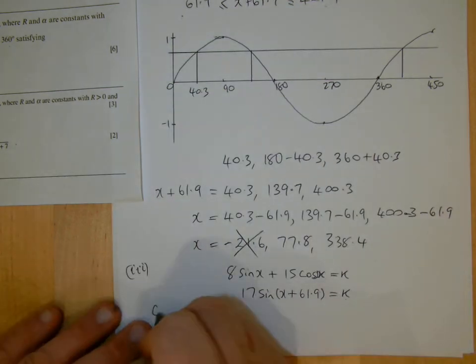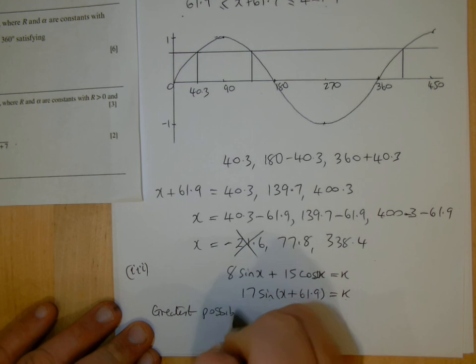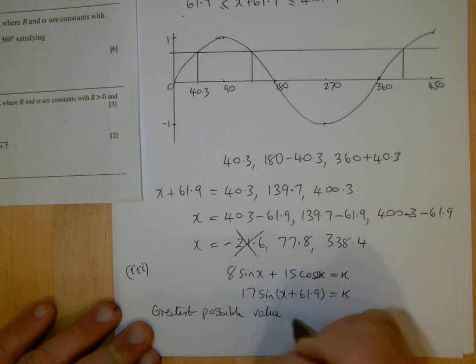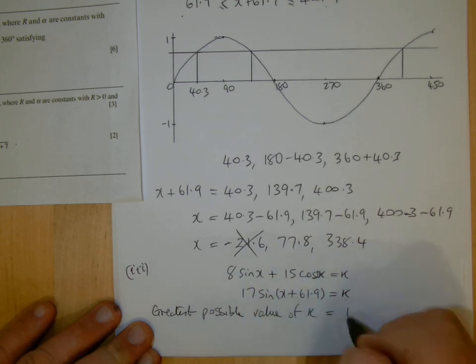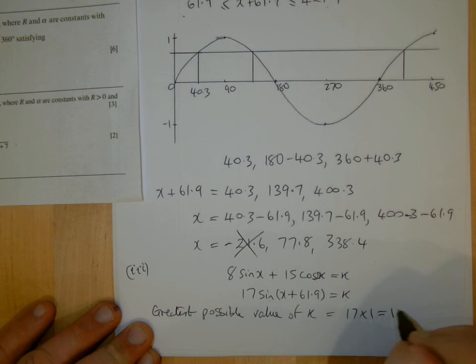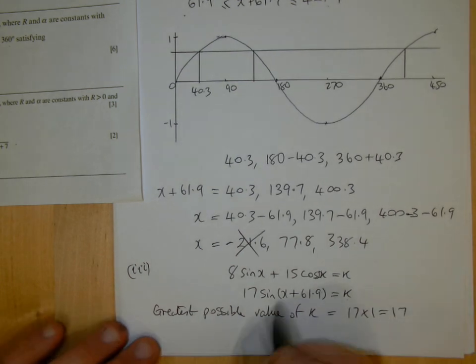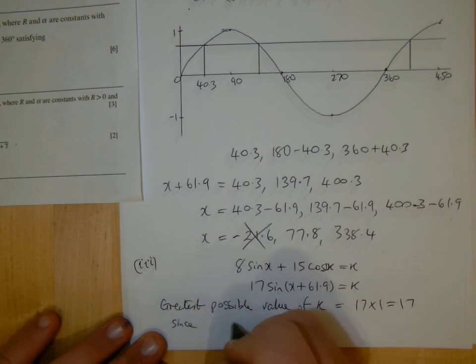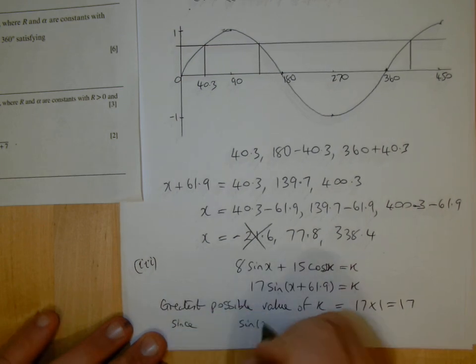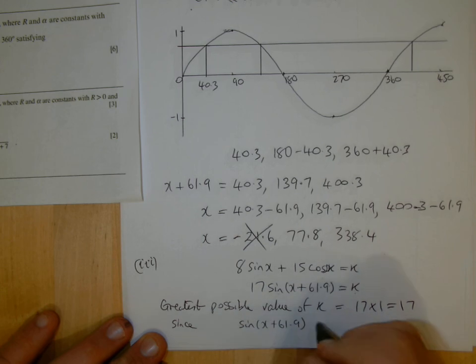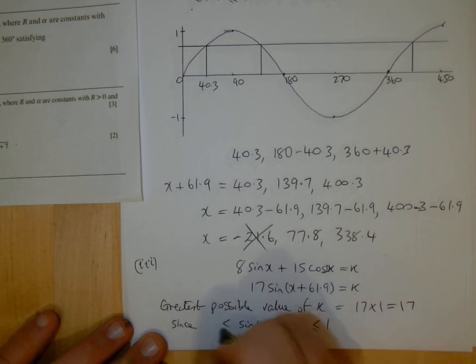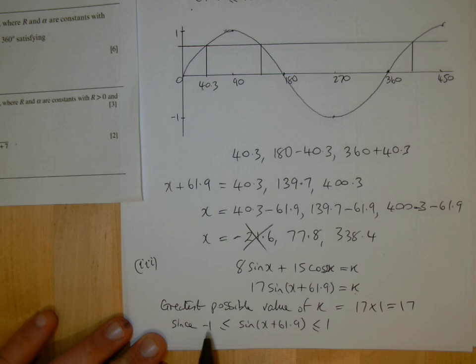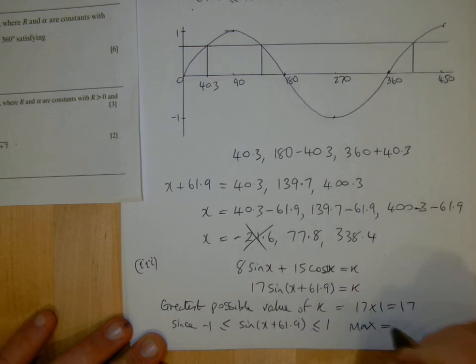So we could say the greatest possible value of k is equal to 17 times 1, which is equal to 17. This occurs when sine is at its max. So the reason: since sin(x plus 61.9) is less than or equal to 1 and greater than or equal to minus 1, so it's between minus 1 and 1, the max it can be will equal 1.